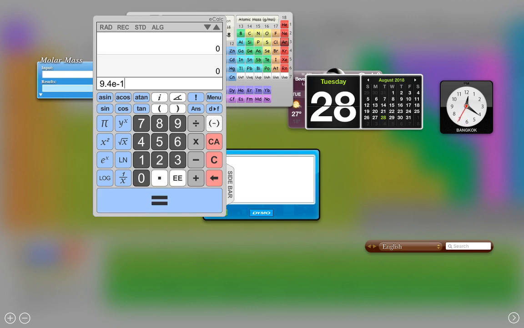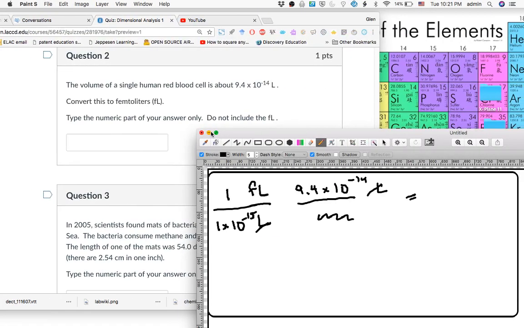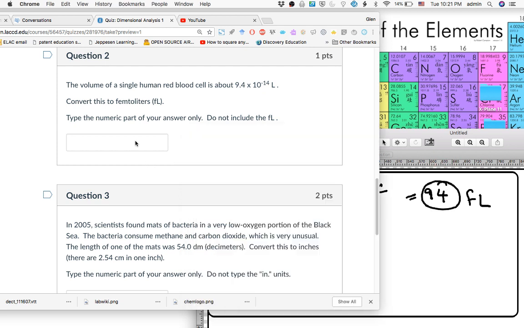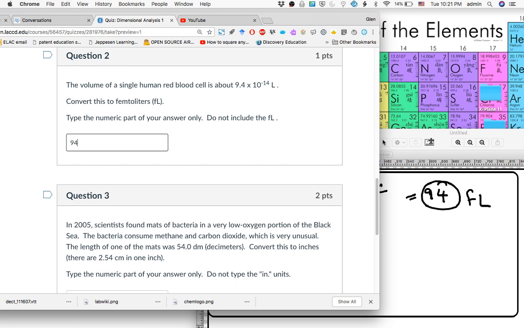Negative 14 divided by 1, negative 15. Okay? The answer is 94, except it's 94 femtoliters. The liters are crossed out, so it's 94 femtoliters. 2 significant figures here, 2 significant figures here, so we're good. I'm going to type the answer as 94.